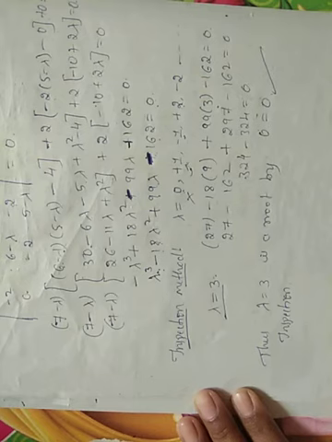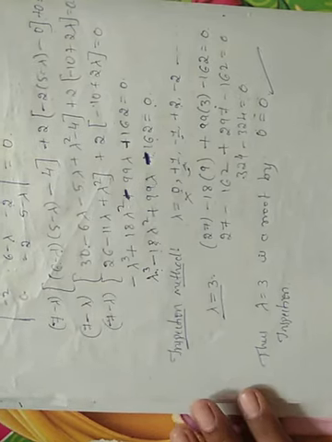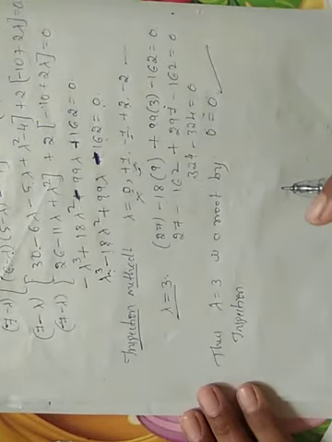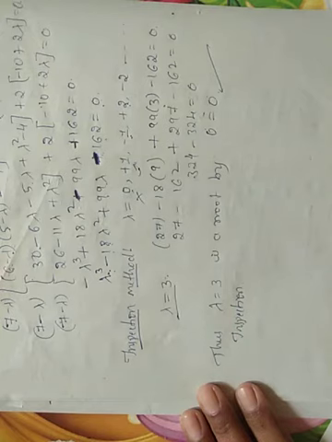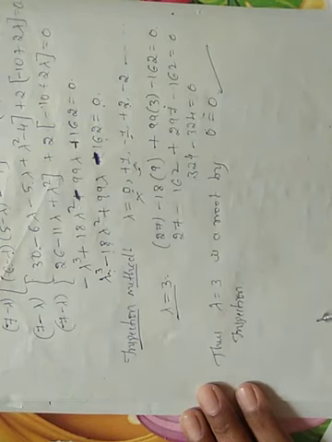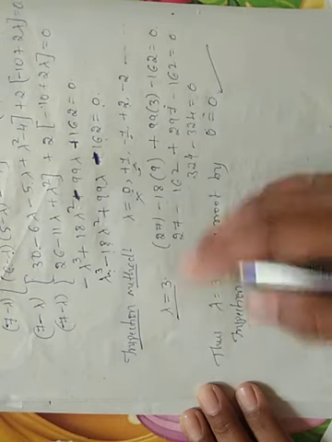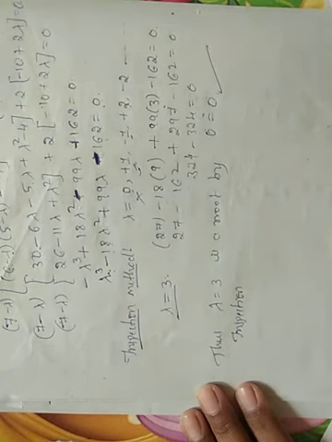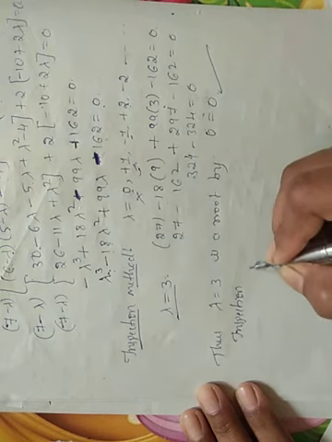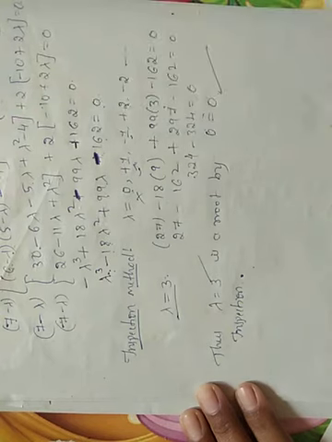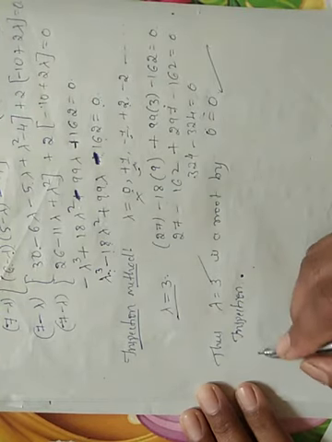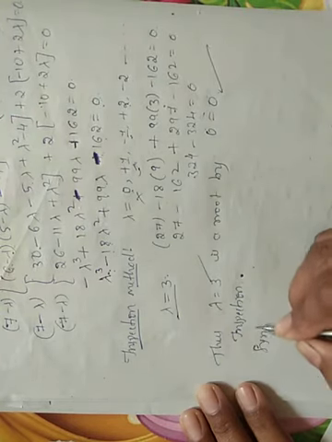So now the other two roots will be found by synthetic division. So what is synthetic division? We have already found one root by the inspection method. Since this is a cubic, the other two will be found by synthetic division.